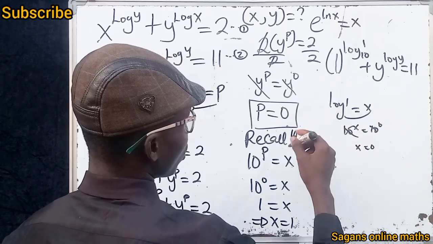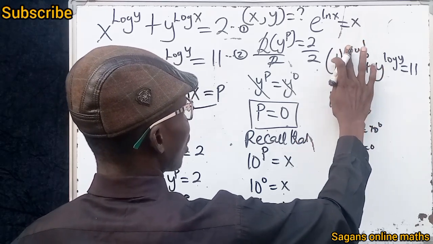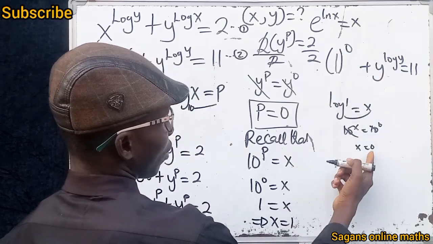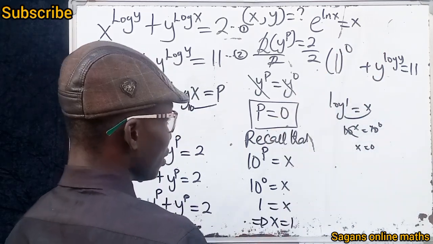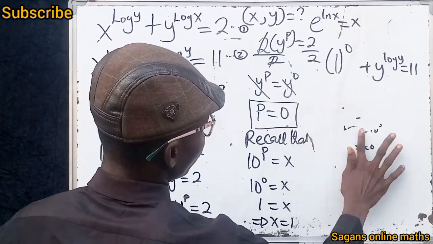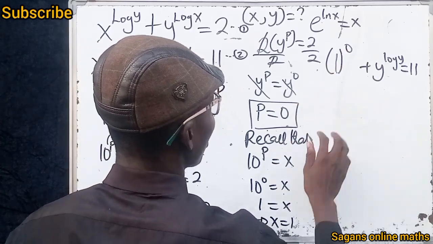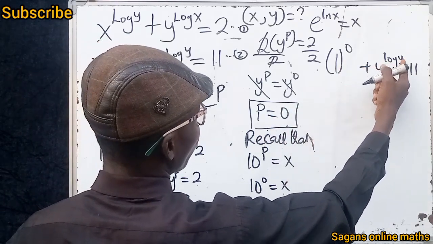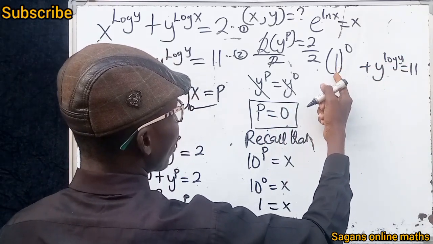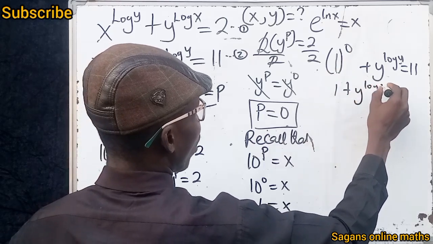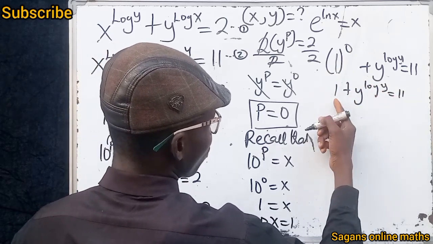You see? That means log 1, all this you are seeing here, is just 0. Because simplify it, you can see I have 0. So that means that this is 1 raised to the power of 0, right? So we can remove this from here quickly and solve this problem fast. Now that means this is 1 raised to the power of 0 plus y raised to the power of log y equals 11. And 1 raised to the power of 0 simply means 1, plus y raised to the power of log y equals 11. Let's subtract 1 from both sides.